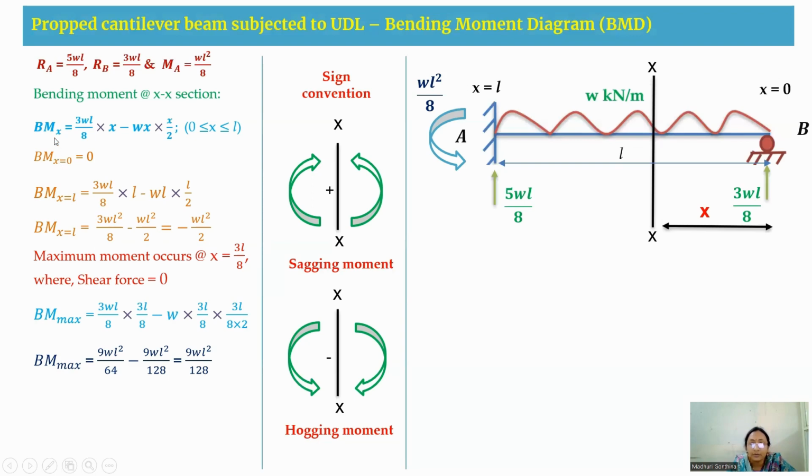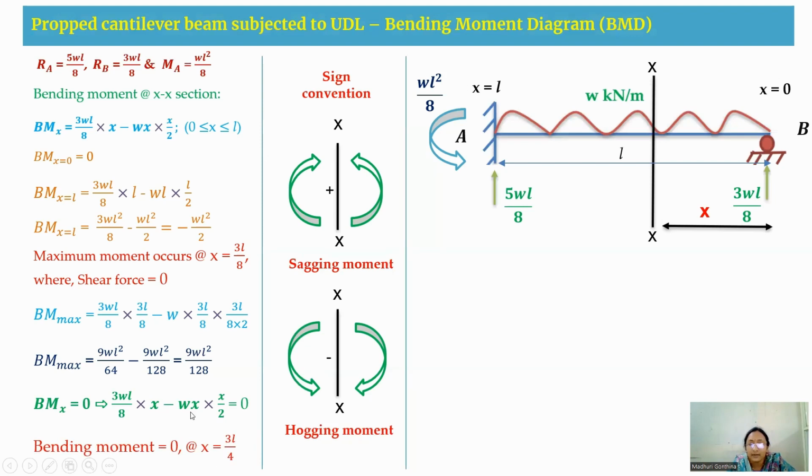Therefore, what we are going to do is make this bending moment equation equal to 0. So at x equal to some value, you are getting the bending moment value to be 0. So we are going to find that. The BMX equation, I am equating it to 0. So this equation 3WL by 8 into x minus Wx square by 2, I am equating it to 0. Therefore, I am getting x equal to 3L by 4, where the bending moment is 0.